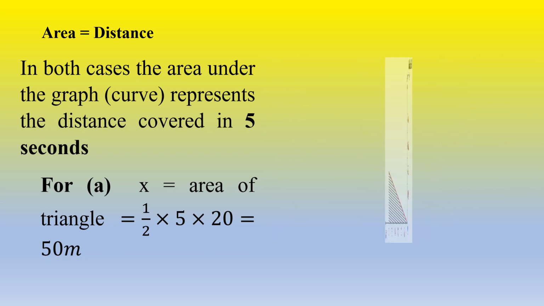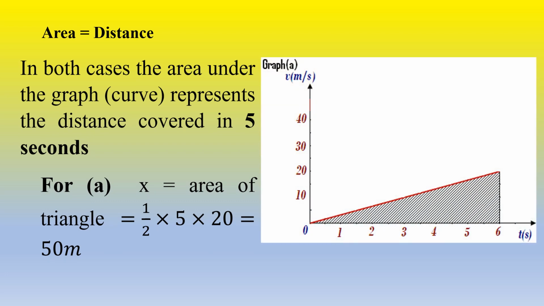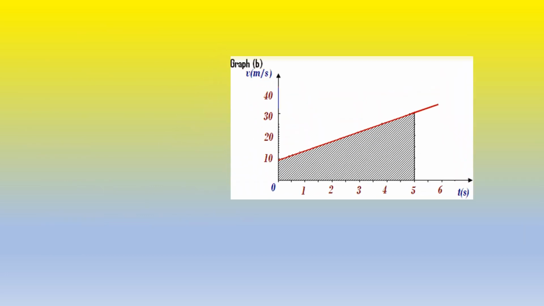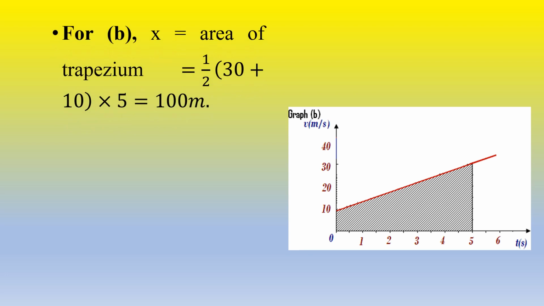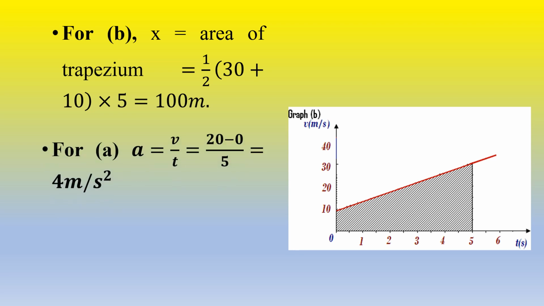For A, x equals area of triangle equals 1/2 times 5 times 20 equals 50 meters. For B, x equals area of trapezium equals 1/2 (30 plus 10) times 5 equals 100 meters. For A, a equals v over t equals (20 minus 0) over 5 equals 4 meters per second squared. For B, a equals (30 minus 10) over 5 equals 4 meters per second squared.